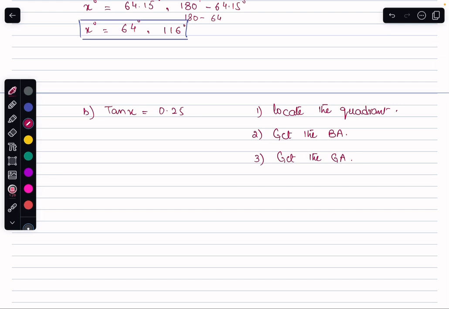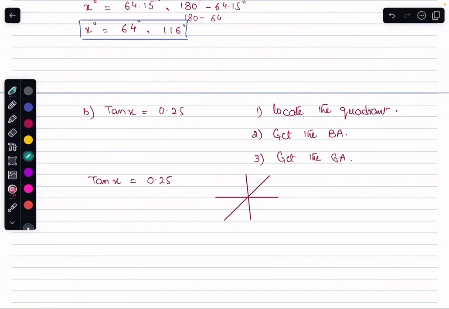Locate the quadrant: if tan of x equals 0.25, I can see that it's a positive value. I know that tan is positive in the first quadrant as well as in the third quadrant. So the angle values will be in the first and third quadrants, where our tangent ratio is positive. First thing, get the basic angle.